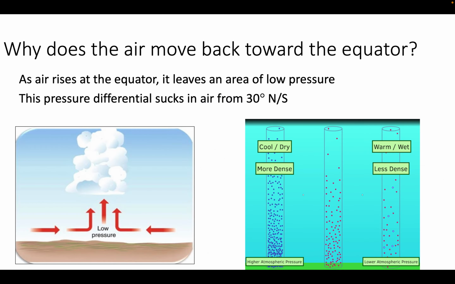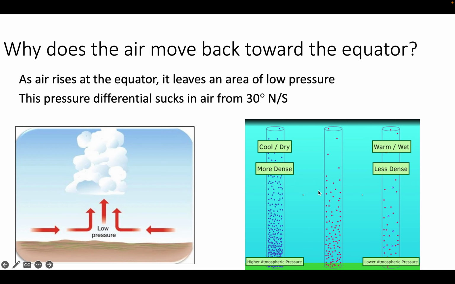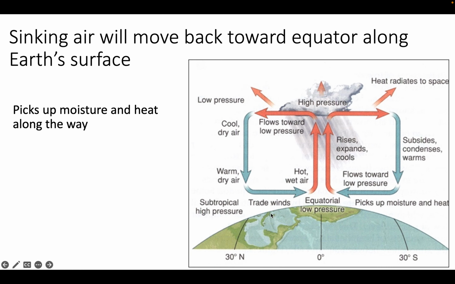Okay. I just talked about this, but the reason that this air gets sucked back towards the equator here is because of an area of low pressure created by less dense air that creates kind of a vacuum that sucks the air in. That's not super duper important, but I just thought you might want to know why it gets sucked in this direction.